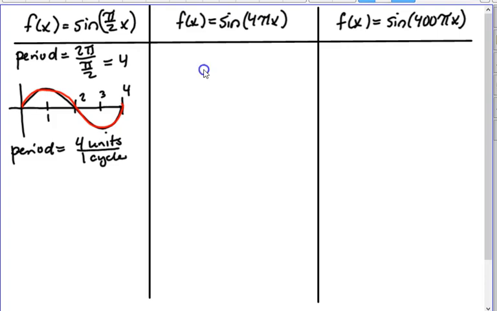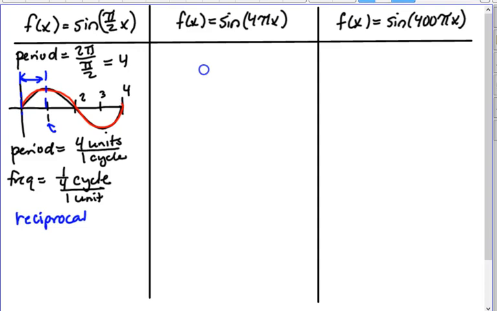Now the frequency says that there is 1/4 of a cycle per 1 unit. So we can see that if we look at 1 unit of the graph, 1 unit contains 1/4 of the cycle of the graph. So the period and the frequency are reciprocals of each other. Period equals 4, frequency equals 1/4.